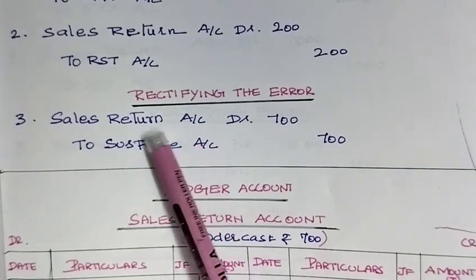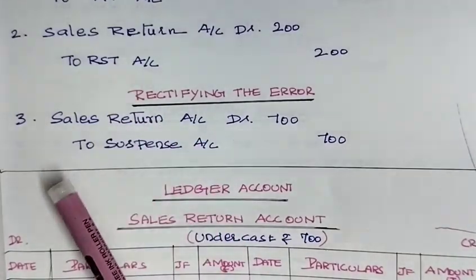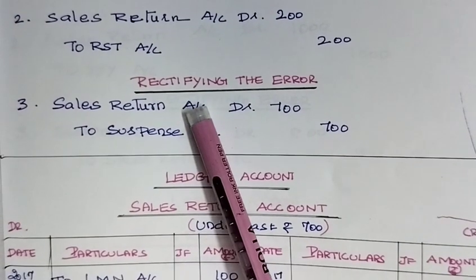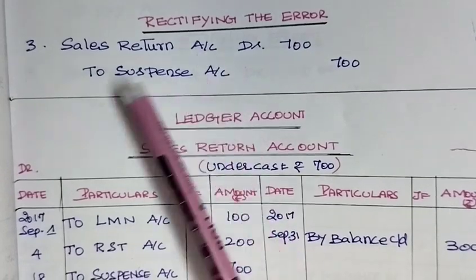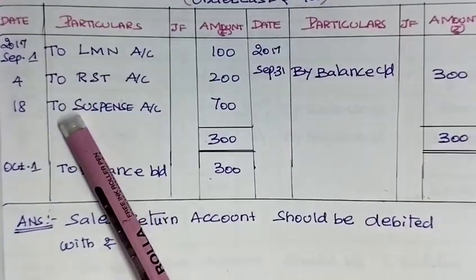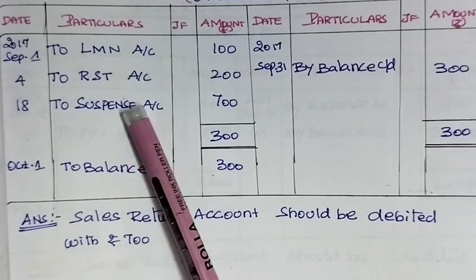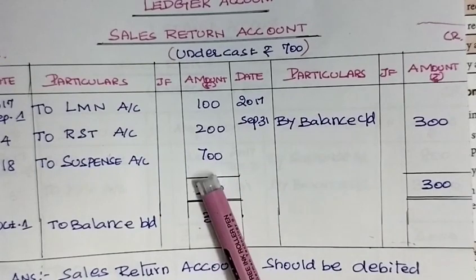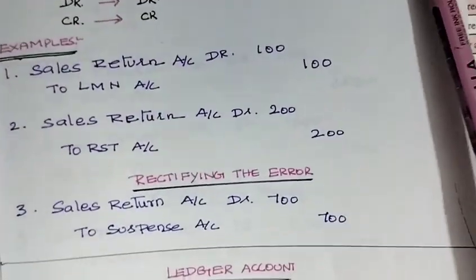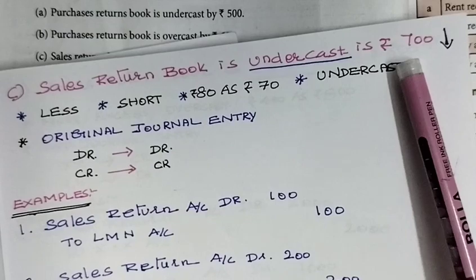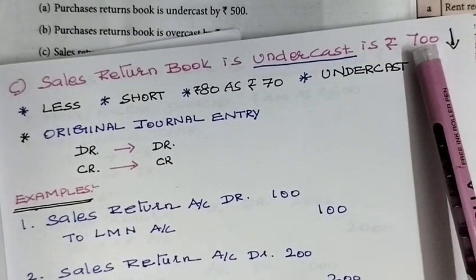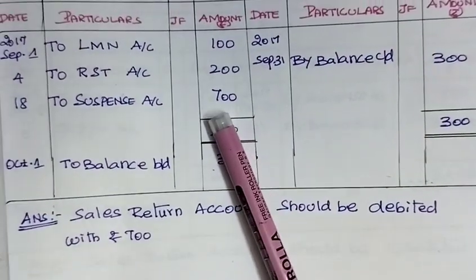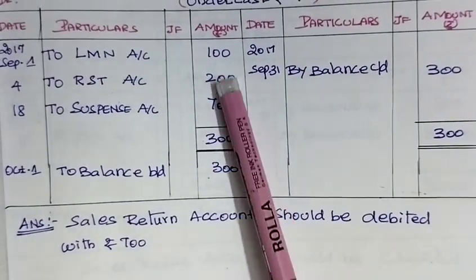Then how do you post it on the ledger? Where is the sales return account? It is on the debit side. What is the opposite account? Suspense account. So on the ledger account debit side you write the opposite account name, that is to suspense account, 700 rupees. We entered it here. Now what do we have to do? 700 rupees is undercast here, right? So you have to add this 700 rupees, then only it will be rectified and balanced. So now you add the 700 rupees here.